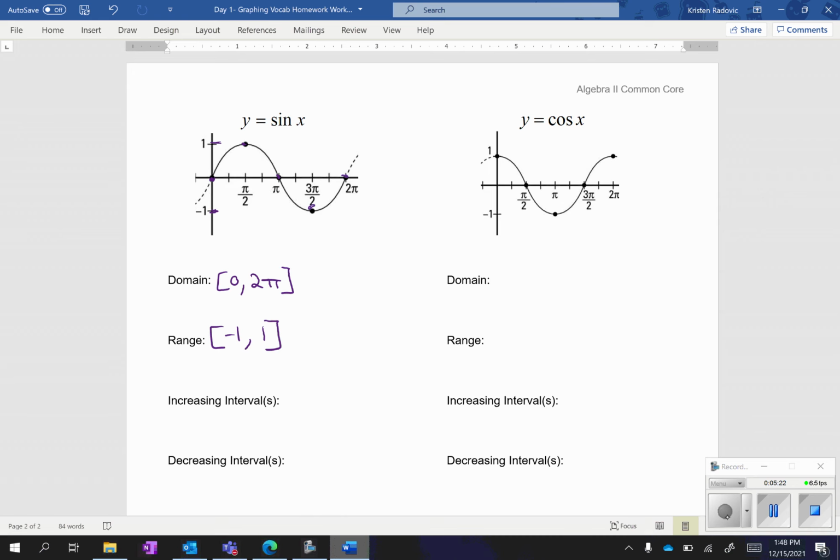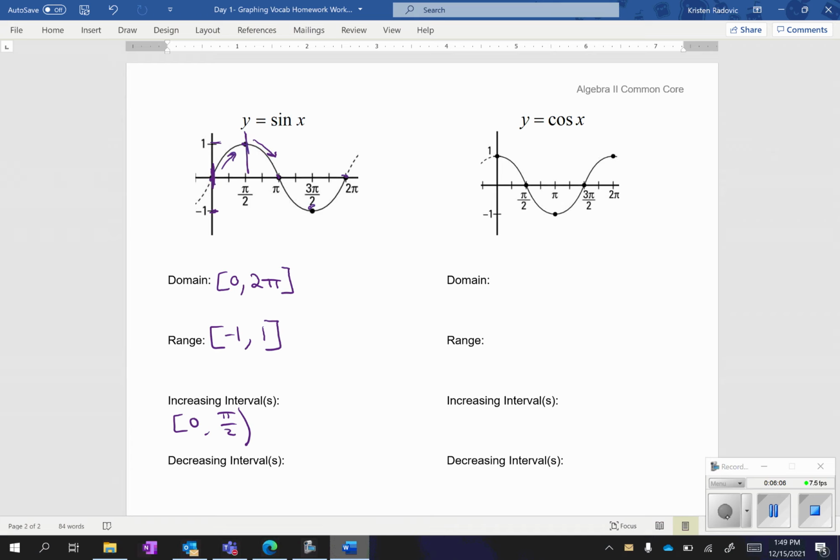We are increasing from there to there, and that's going to be from 0 to pi over 2. However, at pi over 2, you are at a turning point. And if you are at a turning point, you're going up and then you're coming down. At the very top of the hill, you are neither going up nor down. You kind of just stopped and you're flat. So we are going to put a parentheses because you're not truly going up or down at that particular point.